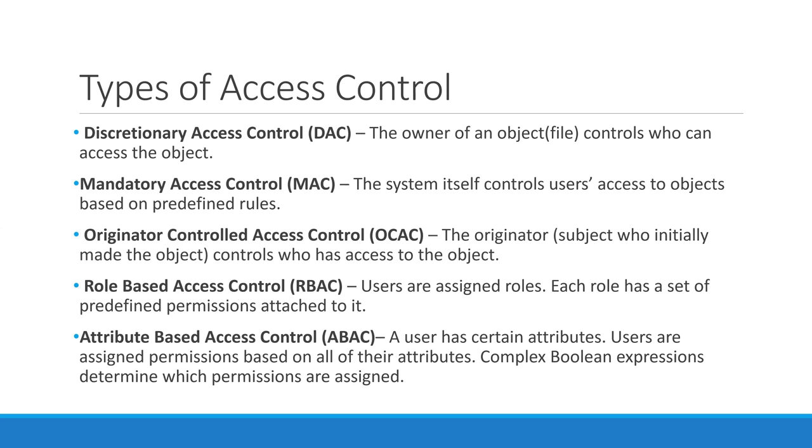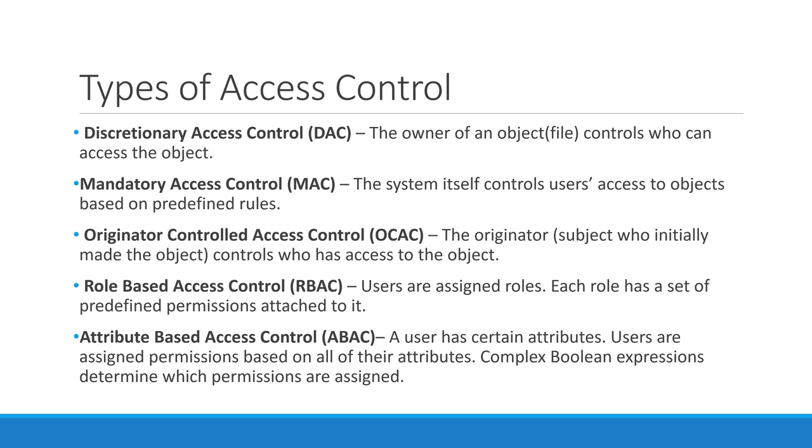So the next we have originator controlled access control. So this is where the originator, or the subject, user, or I guess file system who initially made the object, is the one who has control over permissions for that object.